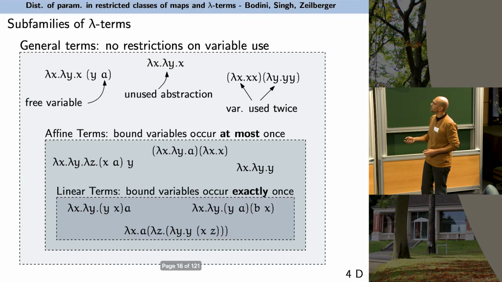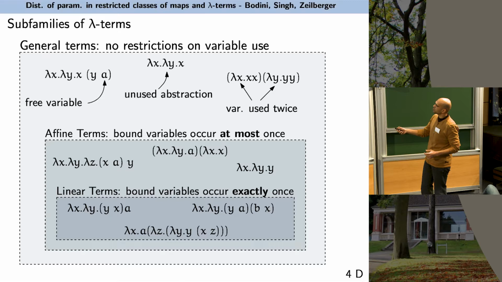And of course, you can still drop variables, so you can have a bound variable here which never appears in the body. And finally, restricting even more, we have the notion of linear terms, where we require that bound variables occur exactly once. So here we still have free variables, but we no longer have unused abstractions, so we no longer have variables which are bound but never appear, and of course we cannot have duplicates. So this is the family we'll most focus on.